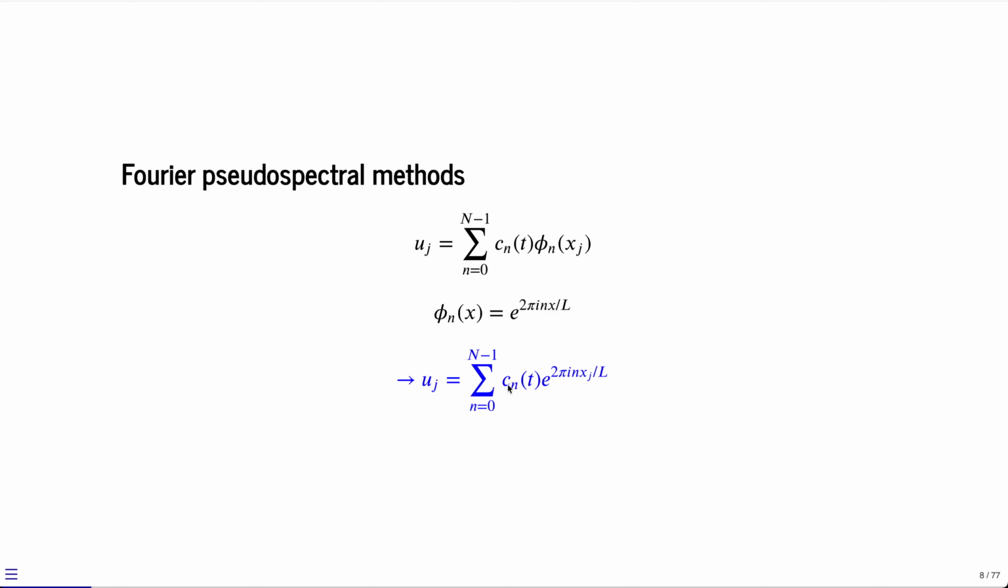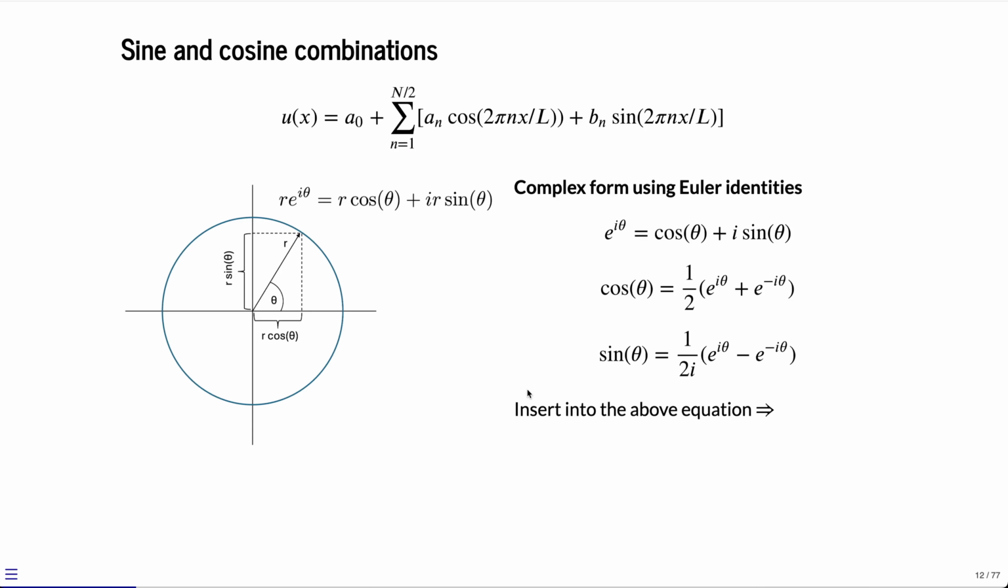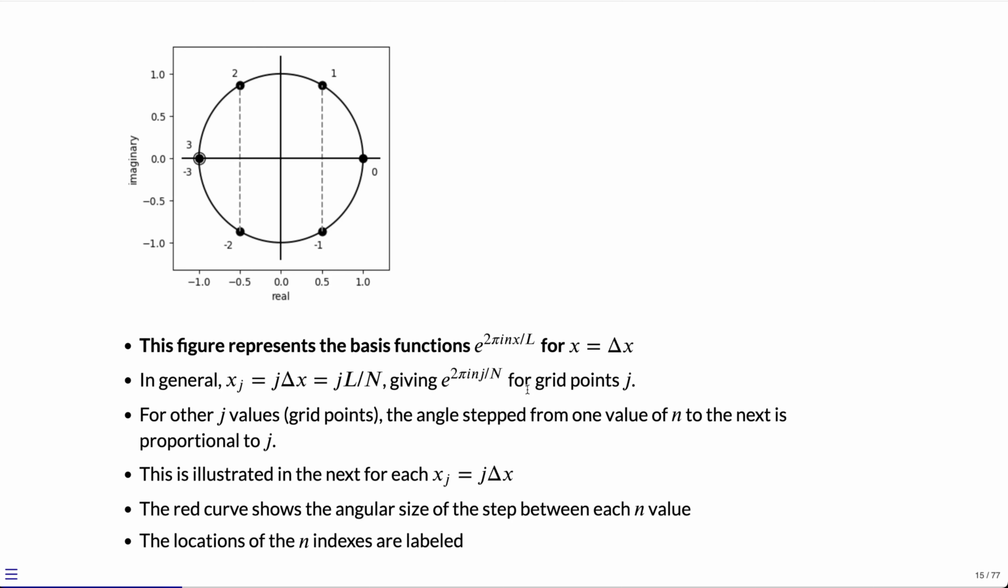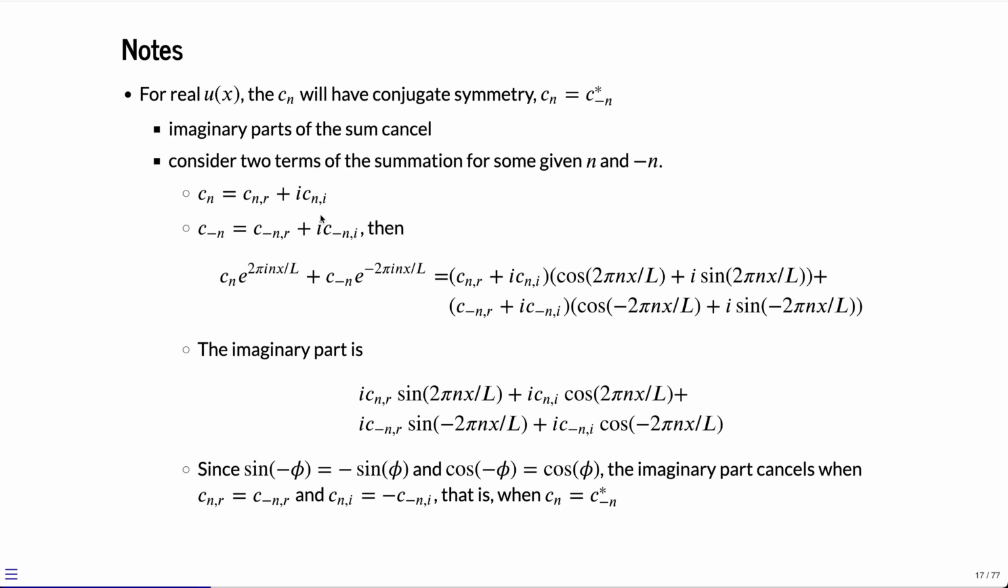But now let's look at what happens. We'll show that the Cn also have to have conjugate symmetry, so that when they multiply this Fourier mode, the whole term, the whole imaginary part cancels. So you can read through these. I'll talk you through it, but you can skip over it if you don't want to see the details.